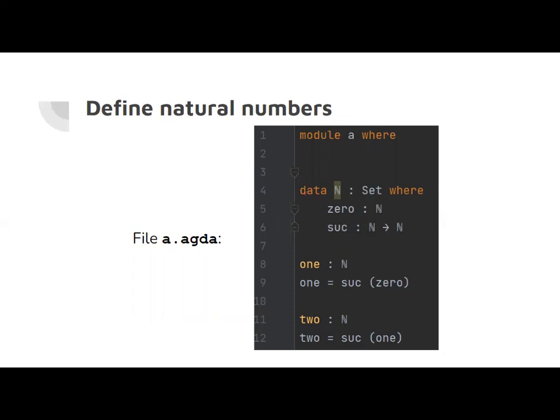And here we defined a data type, natural numbers, with two constructors. The first one is zero, that simply gives us a natural number. And the second one is successor, which is actually a function. It takes a natural number and it will return a natural number. With these two, we can define number one, whose type, in line 8, is a natural number, and which is defined as successor of 0. And we can also define number 2, which is similarly successor of 1.